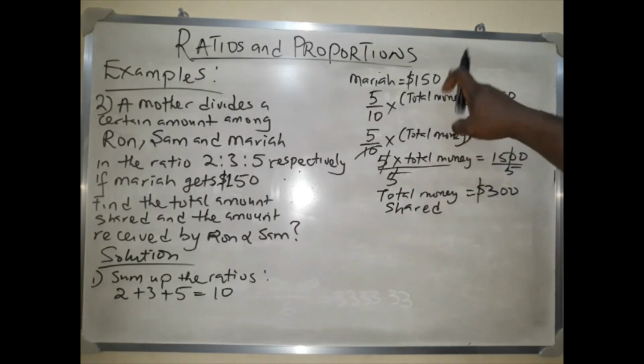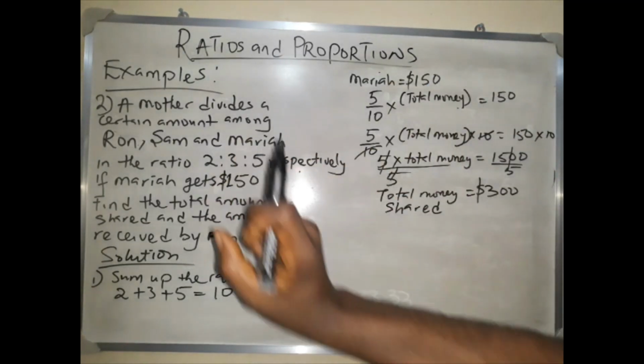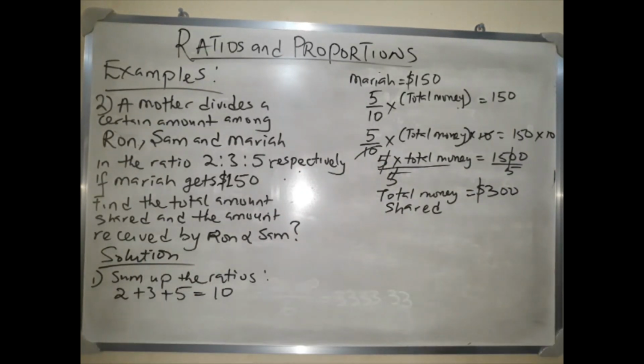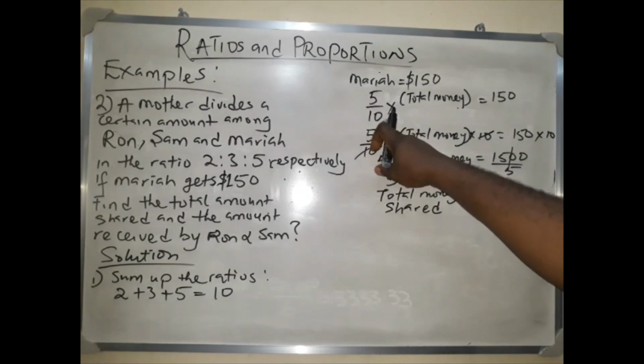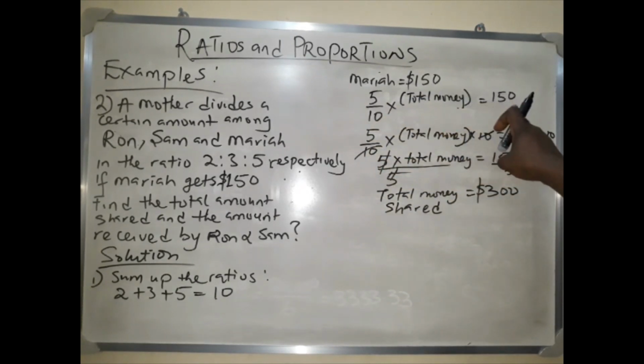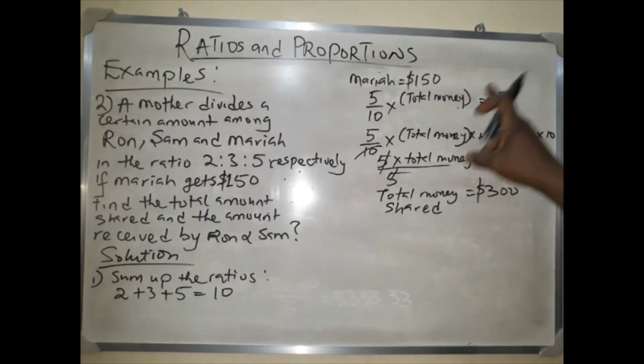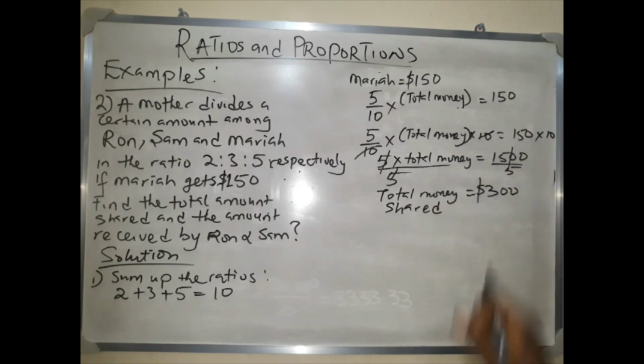Remember how I got this? I used the knowledge of how much Mariah was given. She was given $150. Then out of the $150, we know that her own ratio is 5. So when we added the individual ratios, I divided her own by the total, which is 10, and multiplied it by the total money, which we didn't know, and that gave us our 150. Then after applying the multiplication and divisions and all that, I got our total money shared, which is 300.